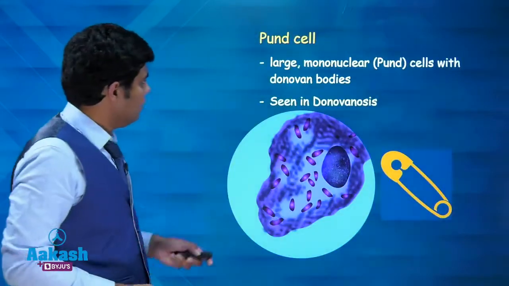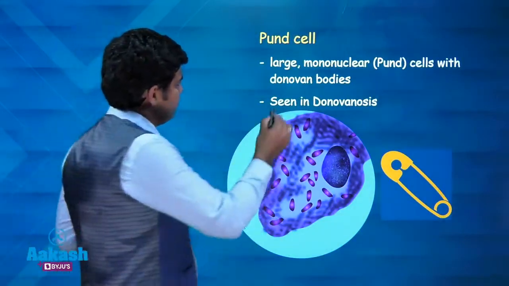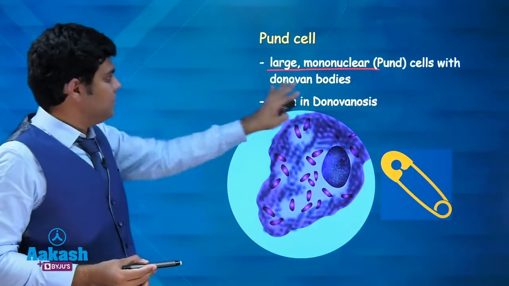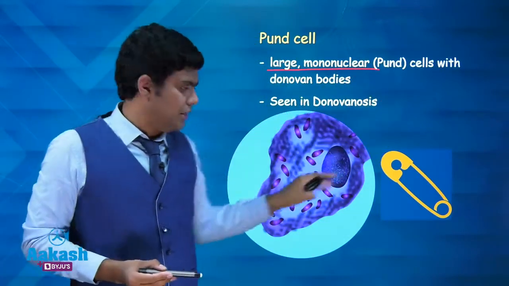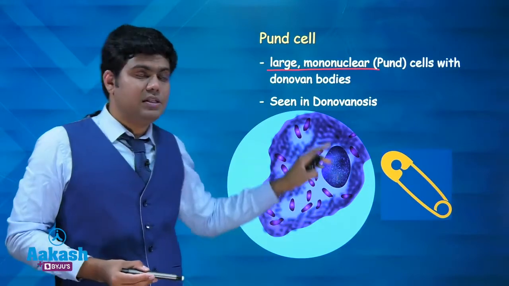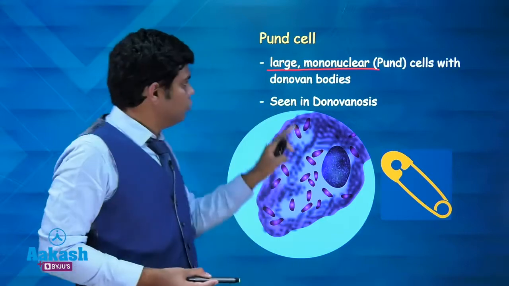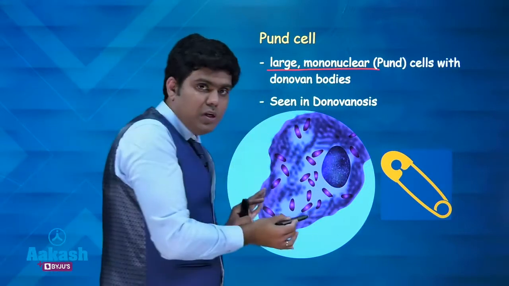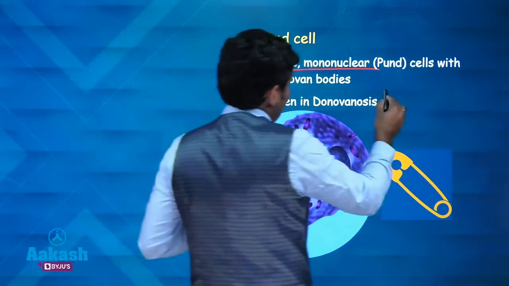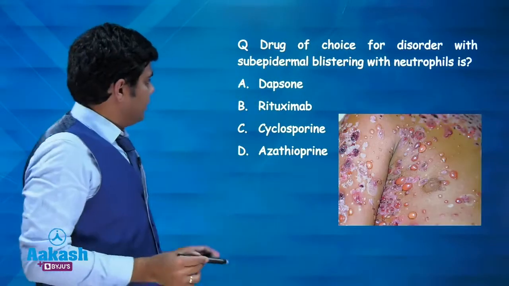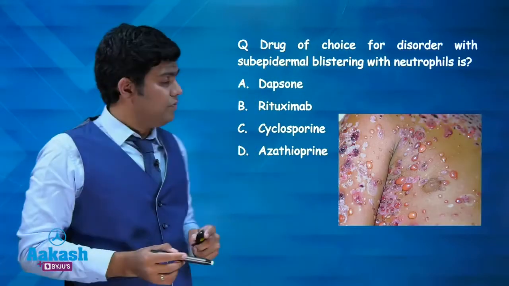Okay. What about Punt cell? So Punt cell are large mononuclear cells which have Donovan bodies in them. Safety pin appearance is seen in donovanosis. It is present inside the Punt cell. So Punt cell is a large mononuclear cell seen in donovanosis. Very important. Okay, so donovanosis, Punt cell. Right. Moving on to next question.